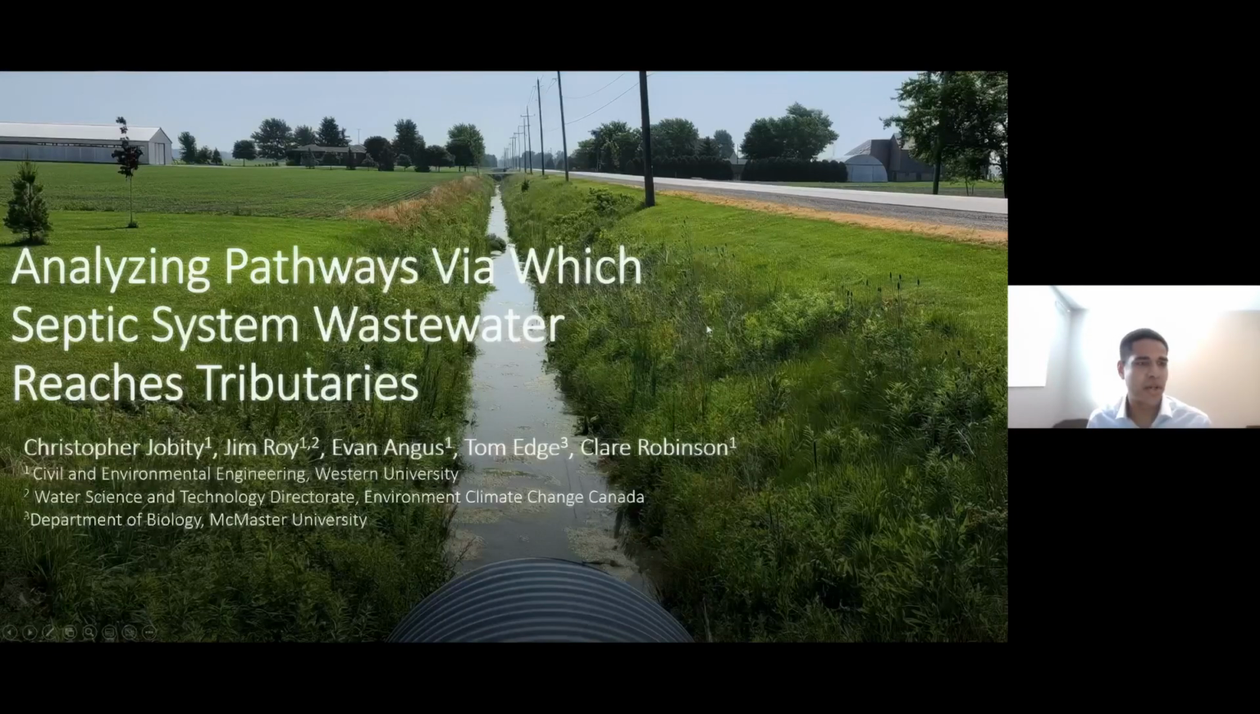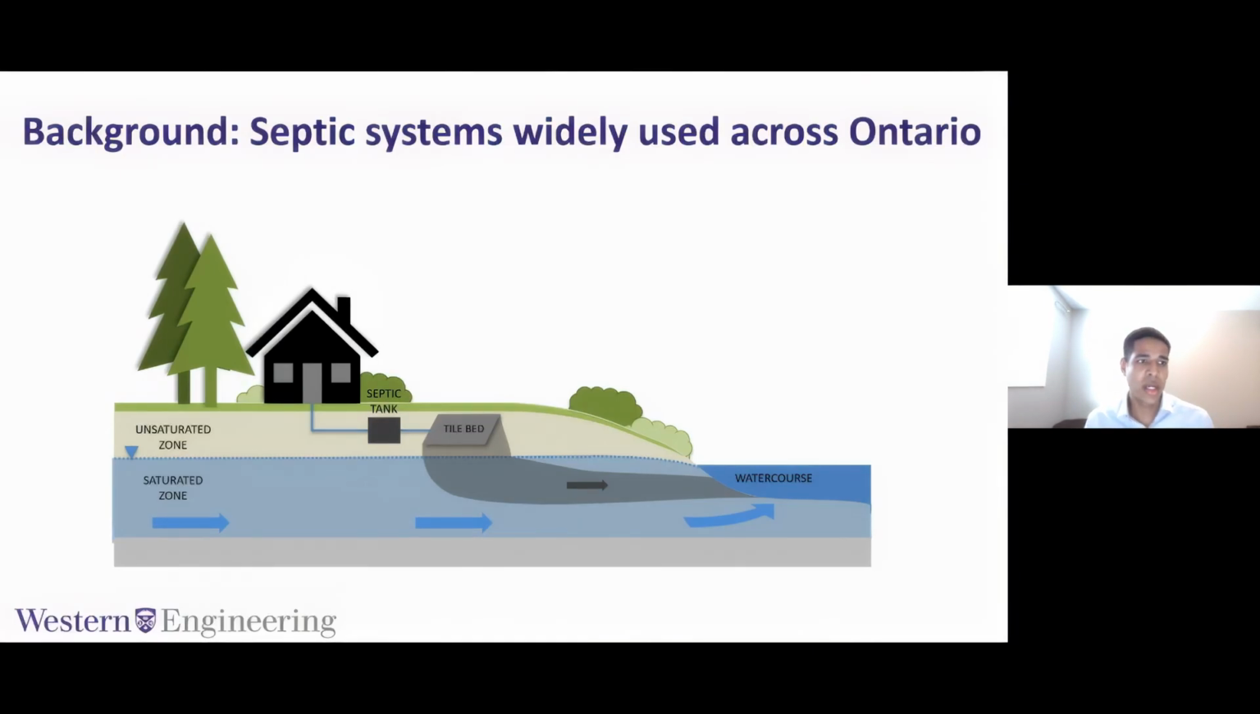So my name is Christopher Jobity, and I'm just going to be going over my project on analyzing pathways via which septic system wastewater reaches tributaries. So septic systems act as an alternative method of treatment for wastewater, and they're typically found in rural areas where access to things like sewer systems or wastewater treatment plants aren't as readily accessible.